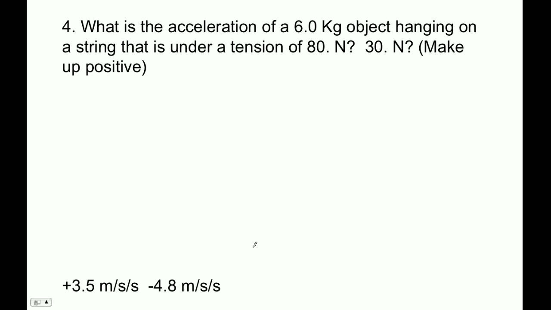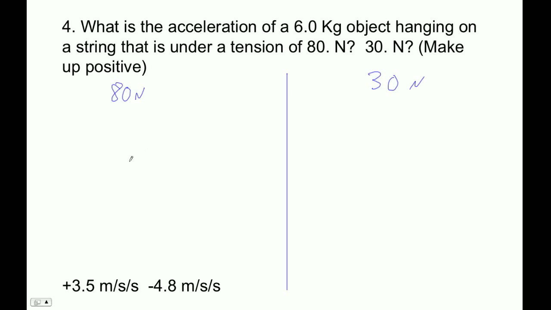Okay, so what is the acceleration of a 6 kilogram object hanging on a string that's under a tension of 80 newtons? And then there's another question, which is, what if it's 30 newtons, right? And then make up the direction up positive. So let's do two parts of this, right? We're going to do the 80 Newton one here, the 30 Newton one here.